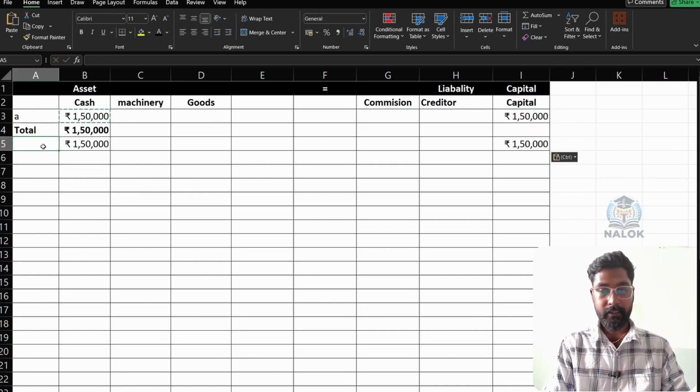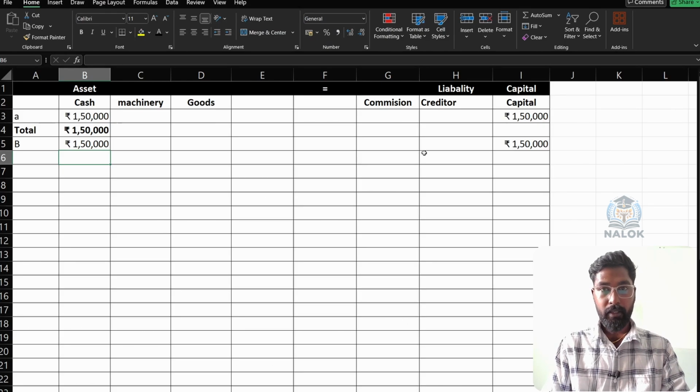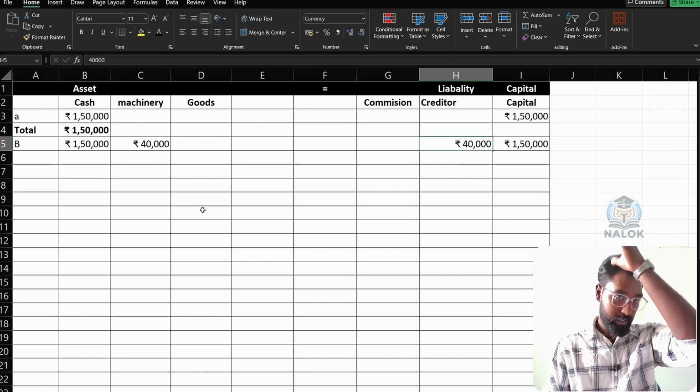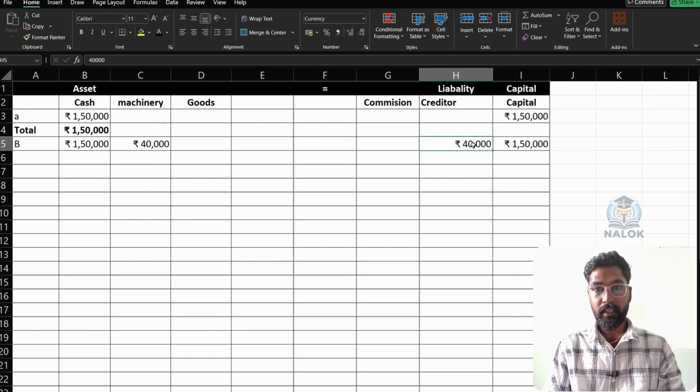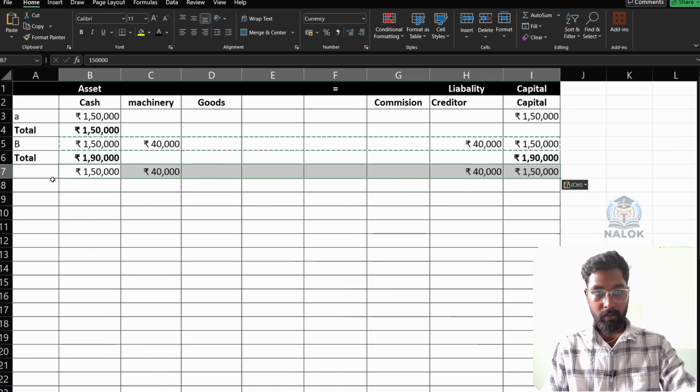Now let's analyze the second transaction, which is purchased machinery on credit worth 40,000. So machinery has been purchased worth 40,000, it increases, and we have to pay the creditor 40,000. So we have a liability on our side. Machinery increases with 40,000. We still have to pay the creditor, the liability. Now let's total this. So 1,90,000.